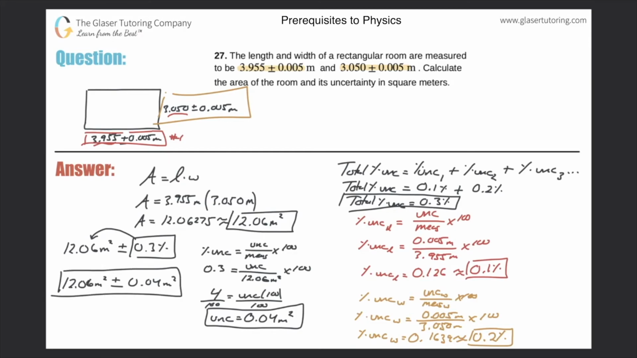Notice something else, and this should be the case, right? Notice how my answer, in terms of uncertainty, goes out to the hundredths place. And notice the value of the area also goes out to the hundredths place. That should be the case. And if you go back and look at any other problems, you'll notice that they're all consistent. That's a good way to check.